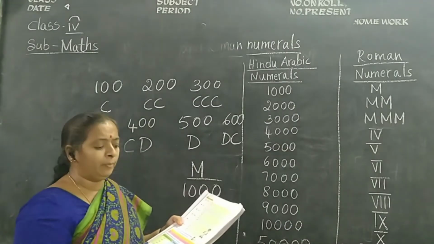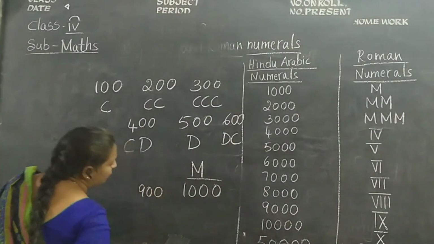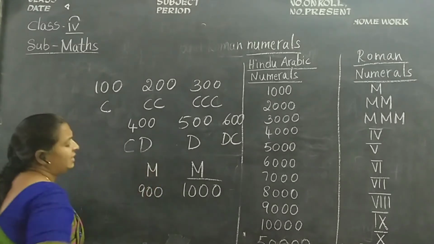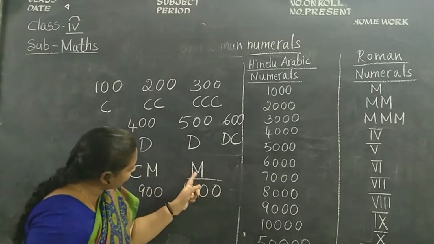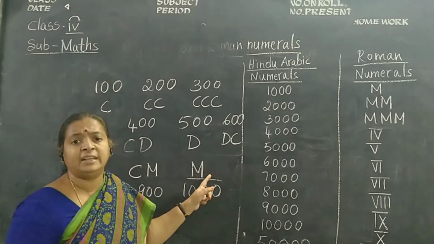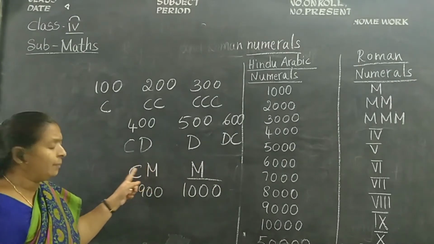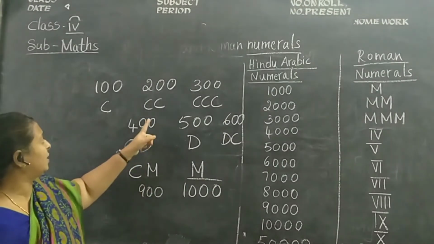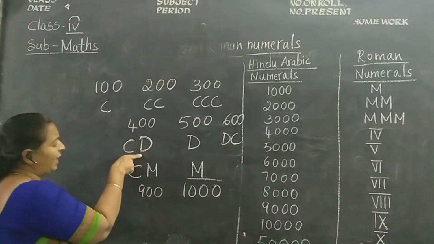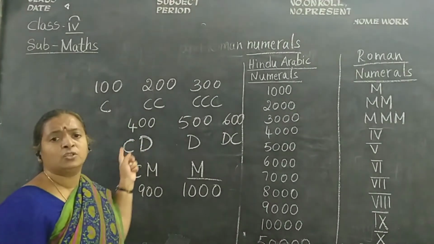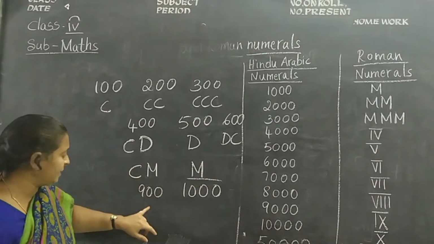If we write M as 1000, then for 900, what is the value? M and C. If we place C after M, it is 1100. If we place C before M, it is 900. Like this, children. How did we write it here? This is 500; if we place C before it, it is 400. Before M, if we write C, this is 900, children.